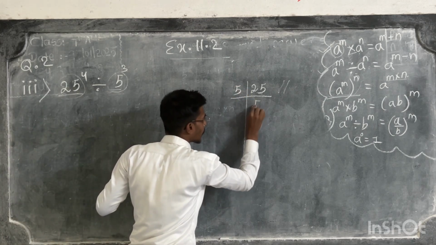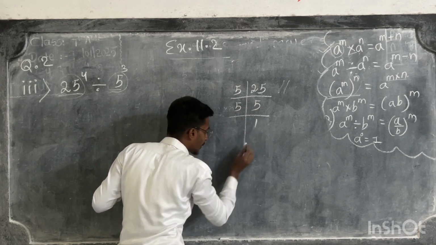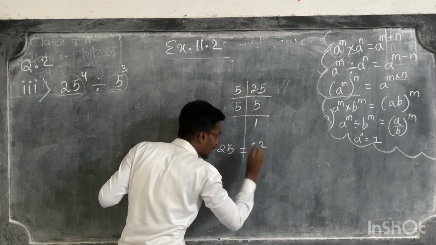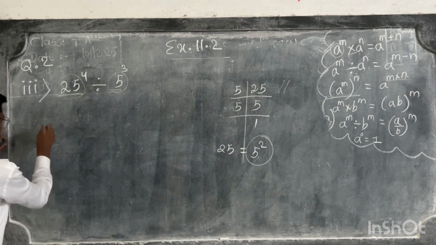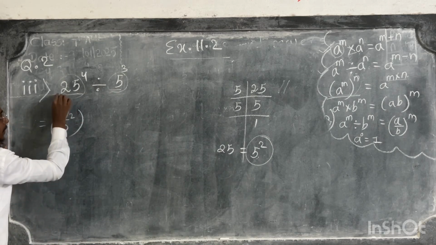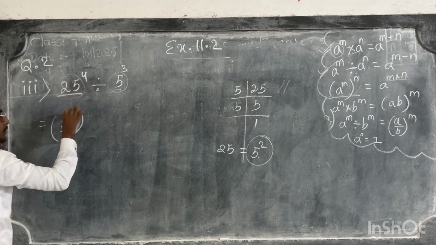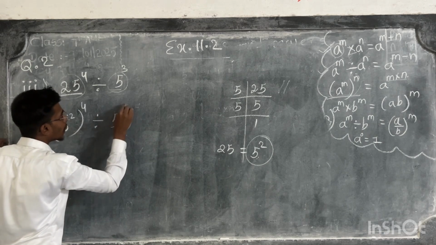5 5s are 25. 5 1s are 5. What is the factor of 25? 5 into 5 means what? 5 square. In the place of 25, I can write 5 square. What is the power of 25? 4. Right, here, divided by 5 cube.